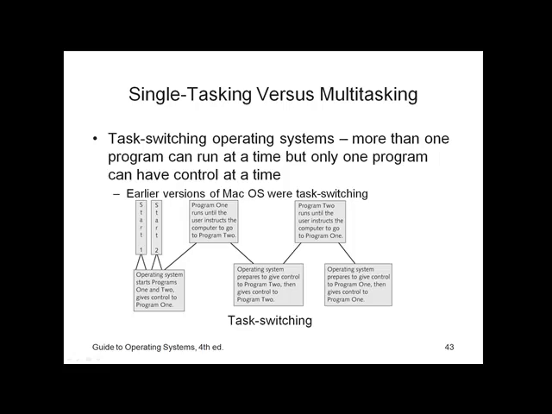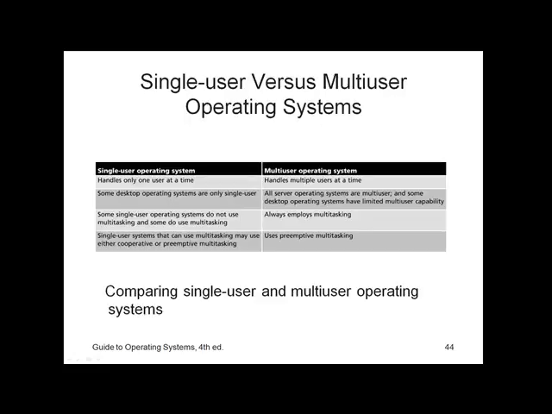Now, in a task switching operating system, more than one program can run at a time, but only one program can have control at a time. Earlier versions of Mac operating system were considered task-switching operating systems. In this example, one program and another program are running. However, in this operating system, the user will instruct which program has control over the resources at any given moment.